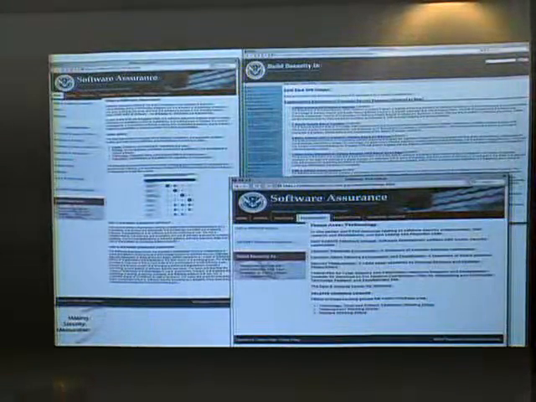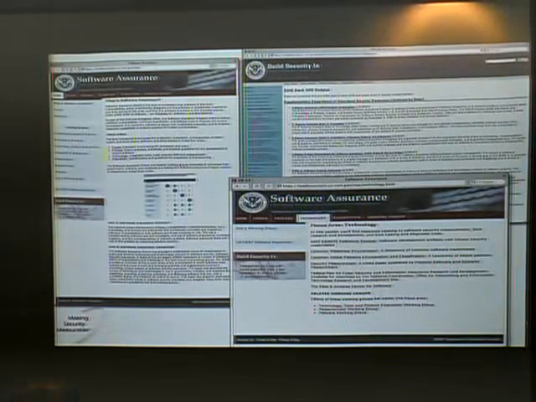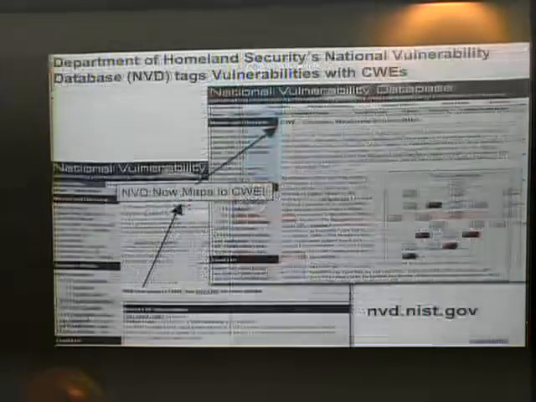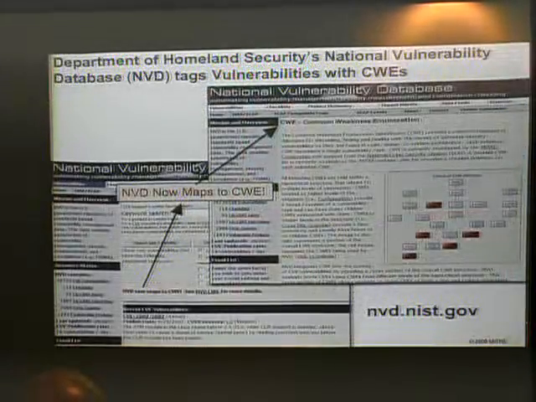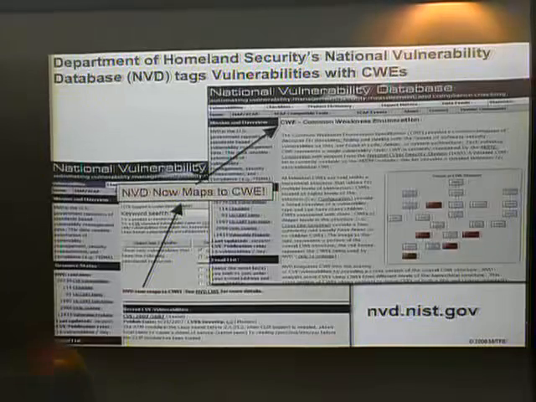At DHS and DoD, they have the software assurance working groups and forums. CWE is one part of that venue also, so if you're interested in that area, there's some interesting work going on there. And also the National Vulnerability Database. They used to have a home-brewed set of labels that they would tag each publicly known vulnerability with. They've dropped those, and now they're using a subset of CWE.